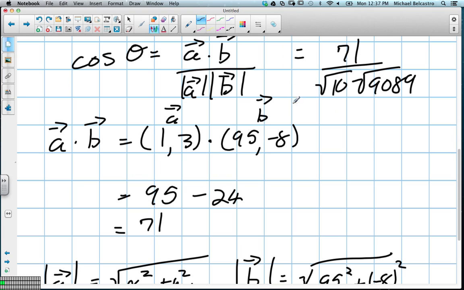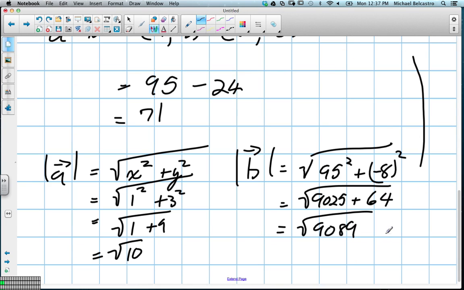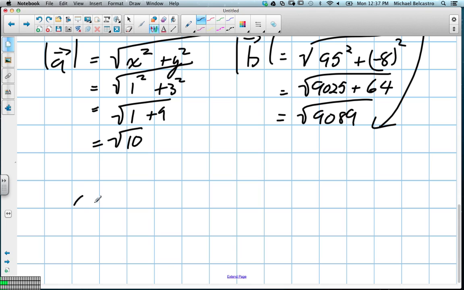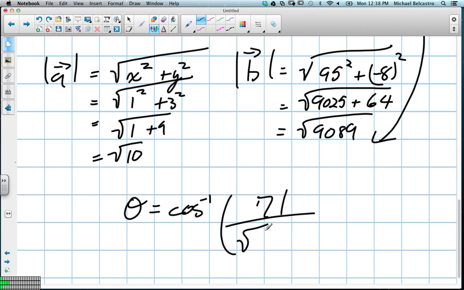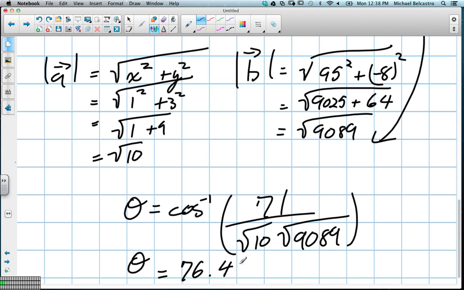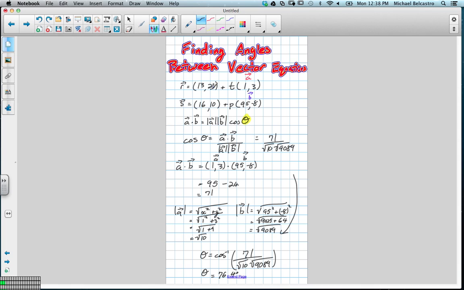So we'll take those values. I'm going to skip over a bunch of stuff down to the bottom here. Sorry about that, I didn't leave myself a lot of room. Cos theta is equal to, or actually, we can do this all in one step. Theta will be the inverse of that. So cos inverse of 71 divided by root 10 times root 9,089. Anyone know what that theta is in that case? 76.4. Excellent. 76.4 degrees. So the angle between our two vectors when they're in vector equations is 76.4.